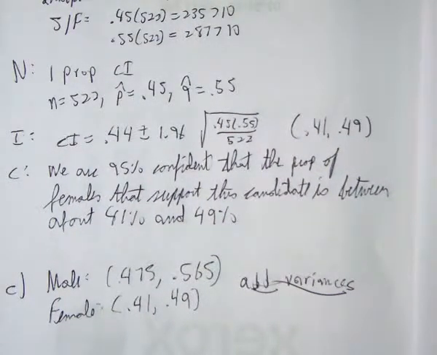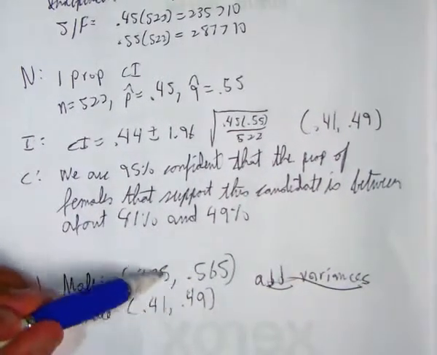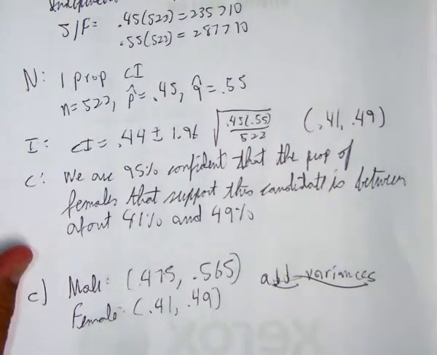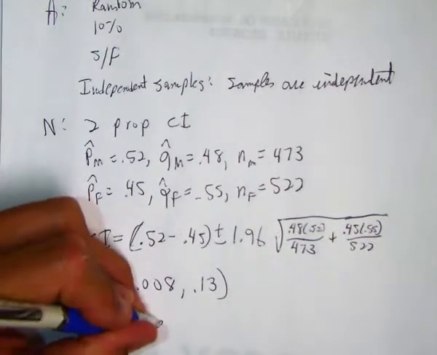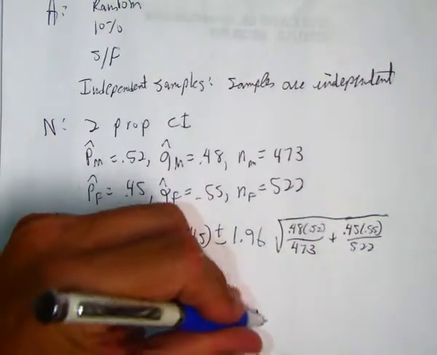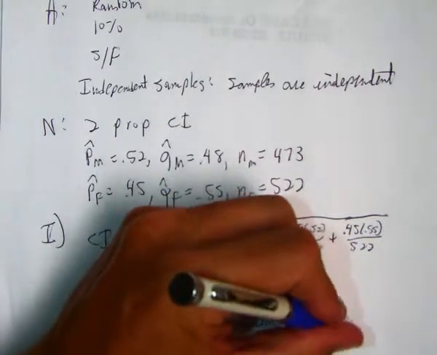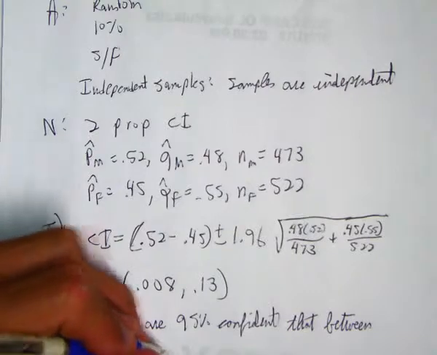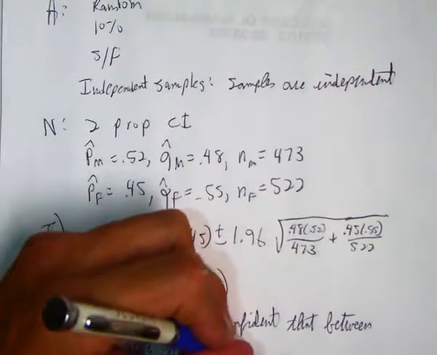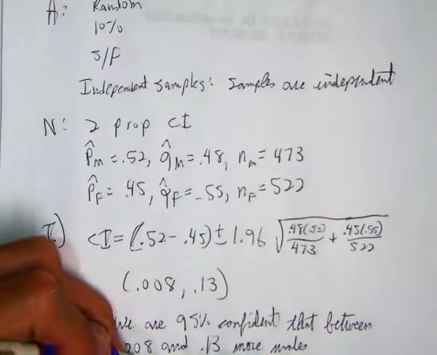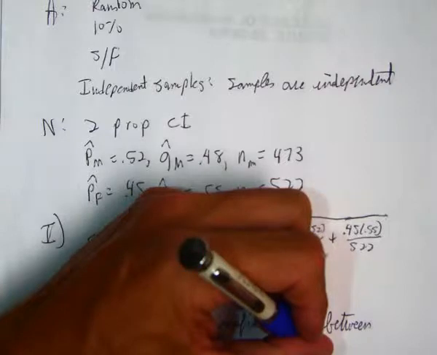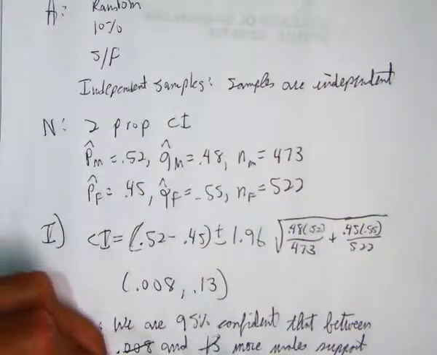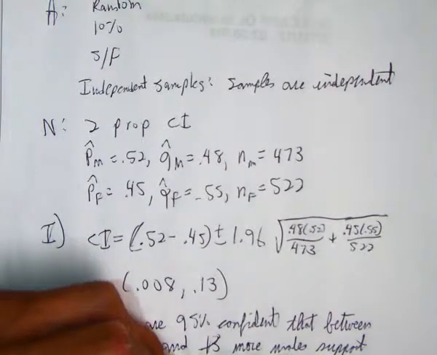When we looked at the original intervals, it looked like they could overlap somewhere in between, like 47.5% to 49%, because that would be in both of these intervals, right? But when we do the difference, look what we find out. So what's the conclusion? We are 95% confident that between 0.008 and 0.13 more males, we can make this 0.8% and 13%, that would probably be better, more males support this candidate than females.